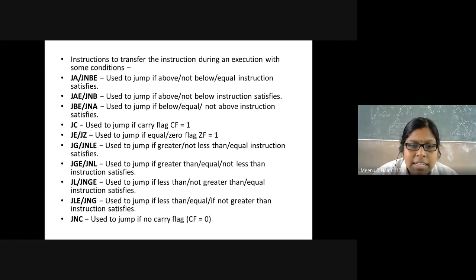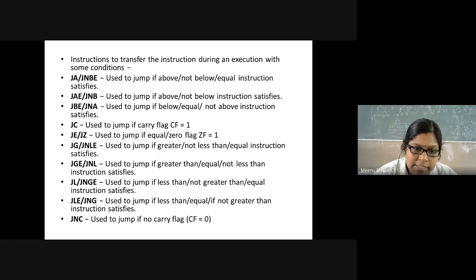Then JG, JNLE. So jump on greater, or not less than or equal. All these commands you might already know. Then JGE, jump on greater than or equal, and JNL, jump not less than. Then JL is jump if lesser, JNGE is jump not greater than or equal. Then JLE and JNG, that is jump less than or equal, or jump not greater than.